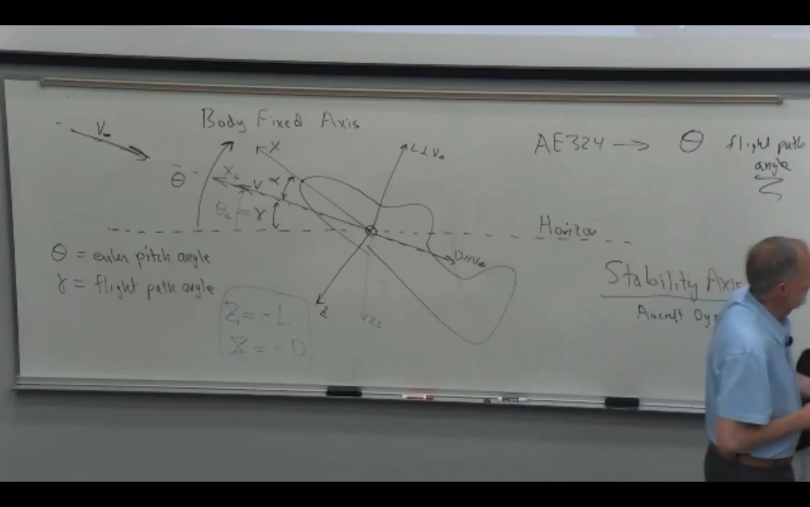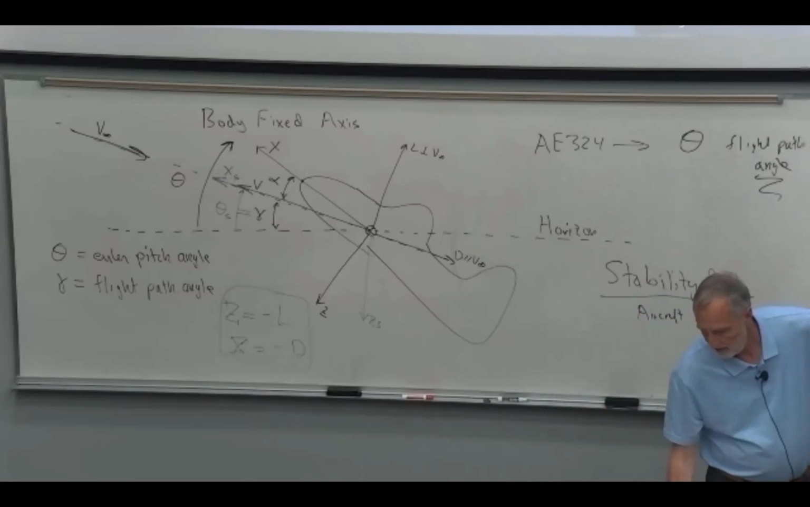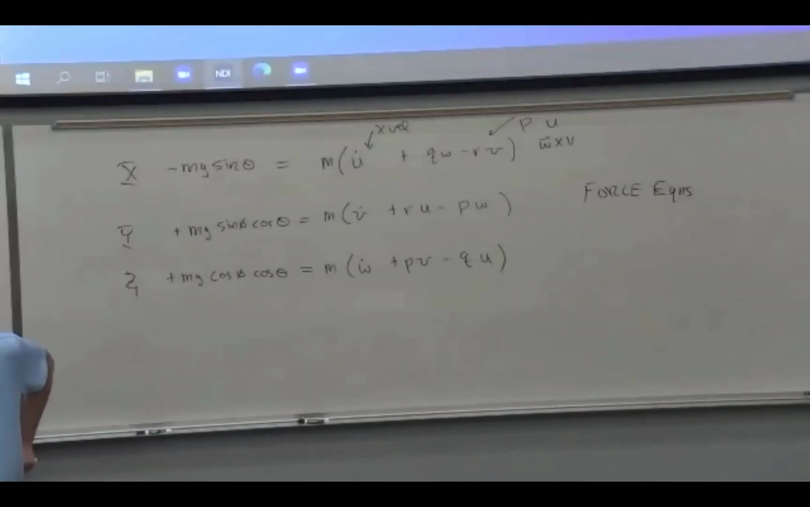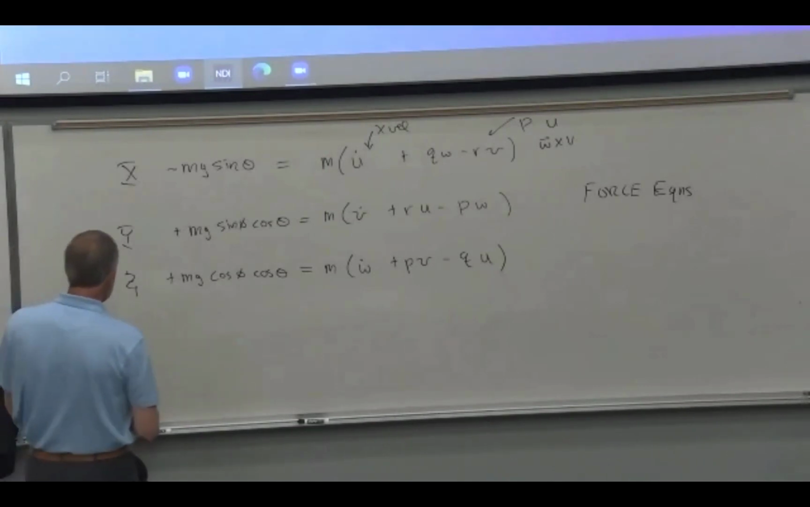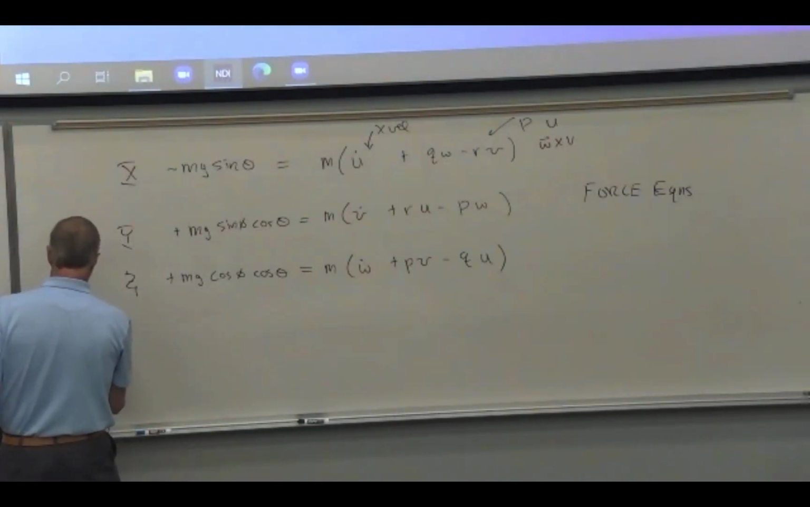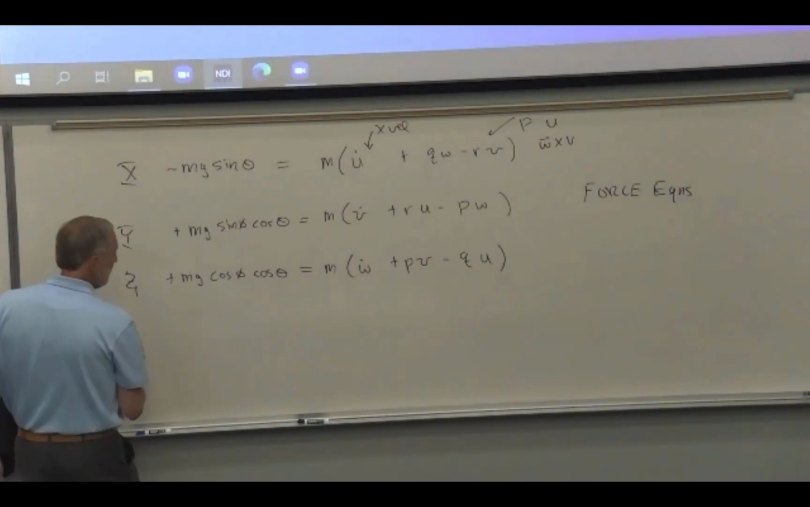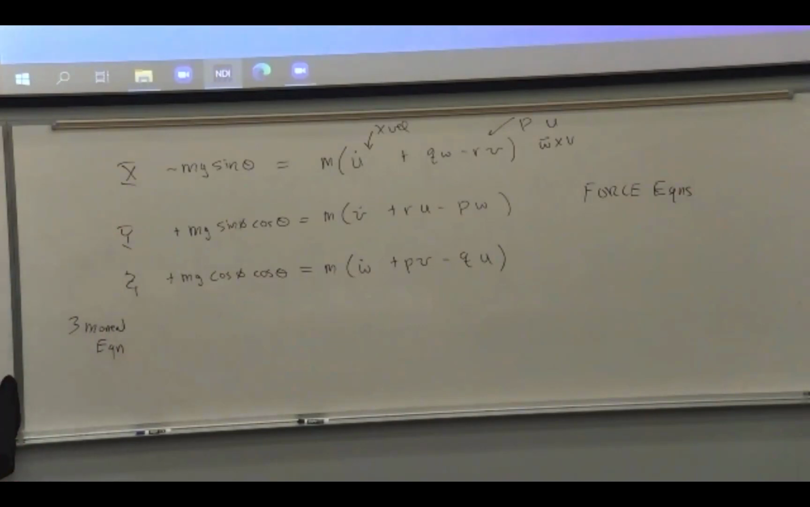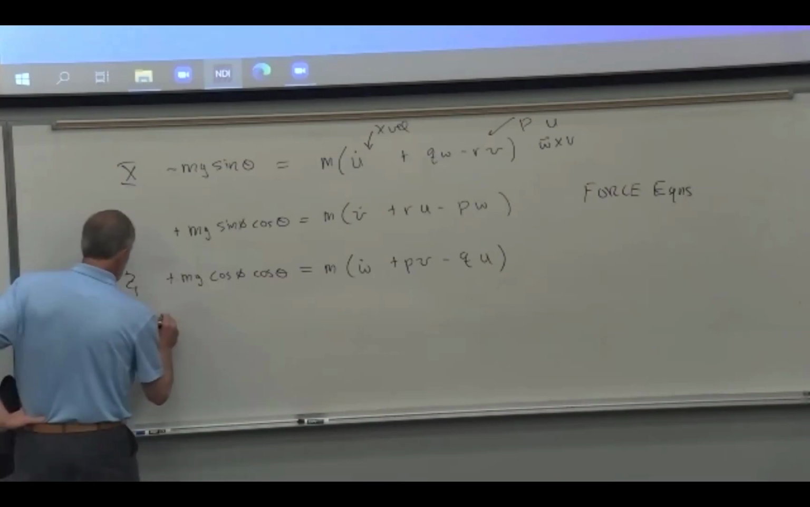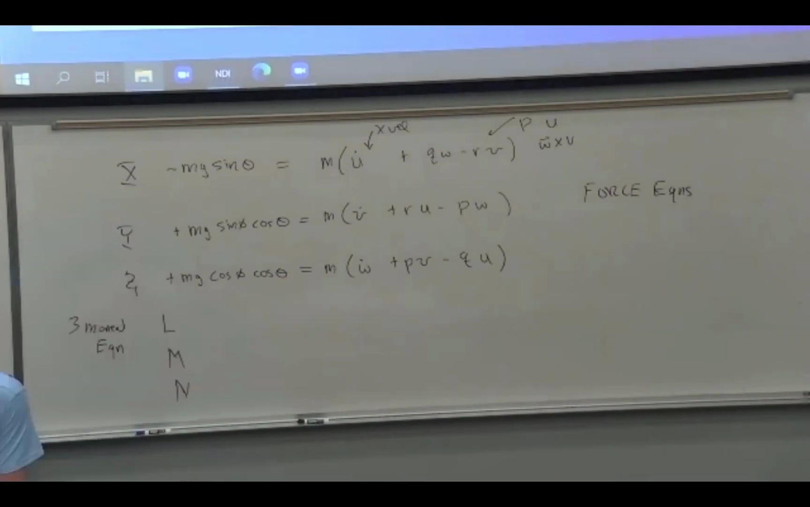So we have over here 3 equations, x, y, and z force equations. And in addition to these, we have 3 moment equations. These are the ones you worked on in the previous homework, where you did all those cross products with the angular momentum. And so we have equations for L, M, and N, and these are a lot more complicated. So rather than writing them on the board right now, I'm going to pull up the page in your book that lists them.